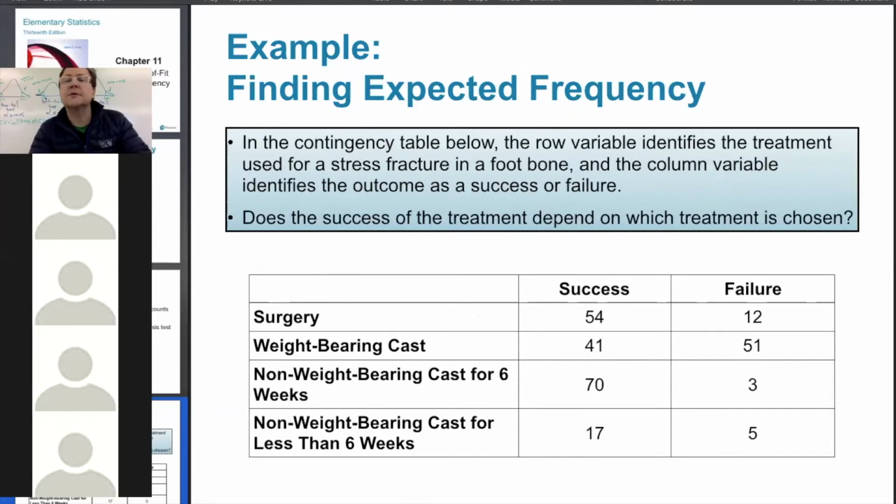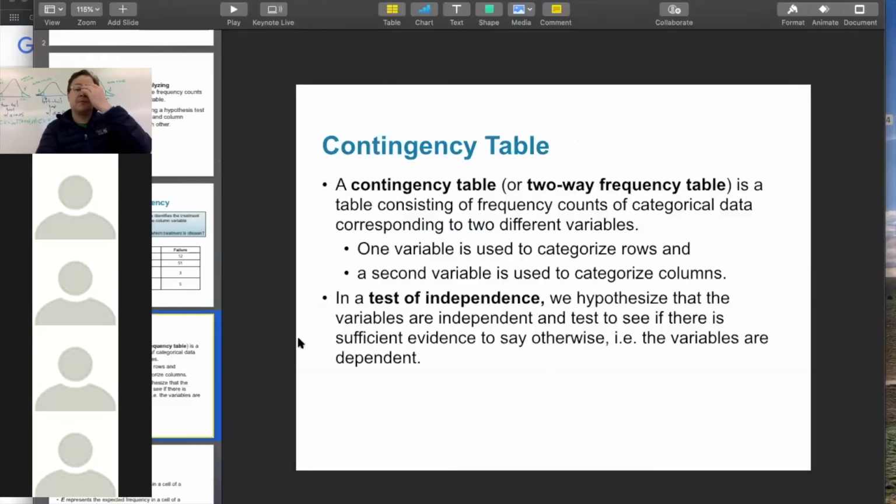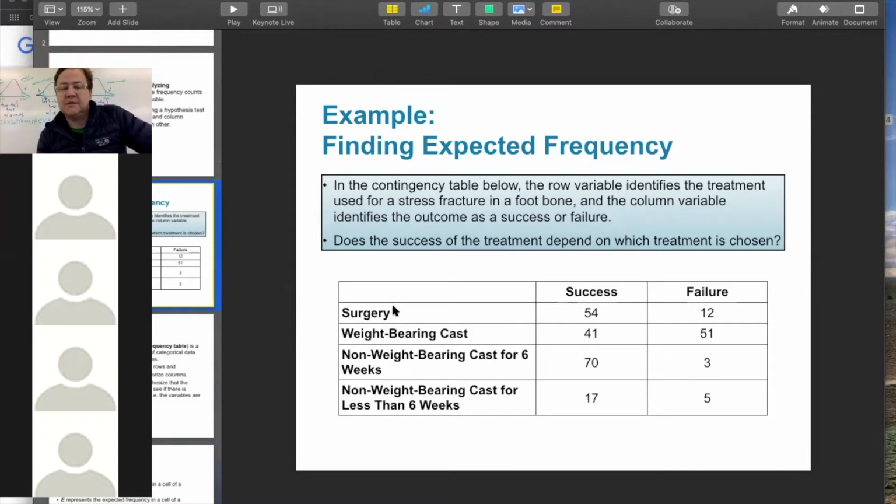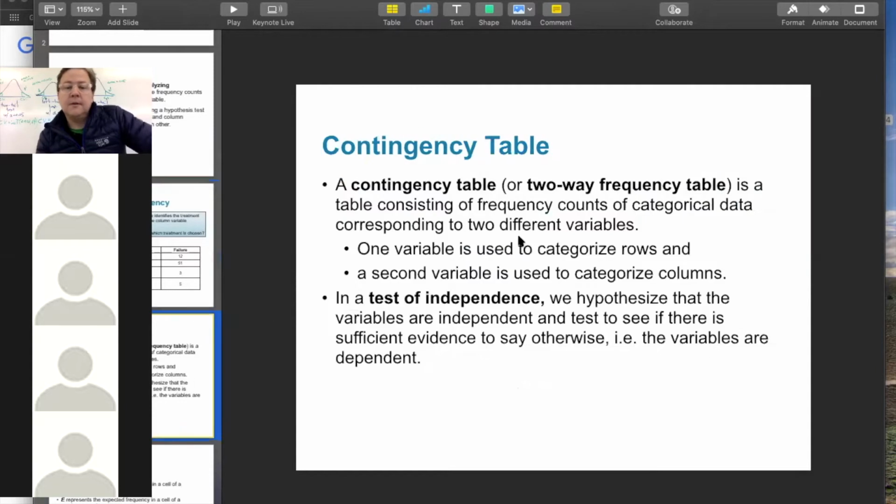Why isn't this working? All right, so that was an example of a contingency table, or a two-way frequency table, and it counts categorical data as opposed to quantitative data. See how these are not numbers but rather categories. And the second variable is used to categorize the columns.